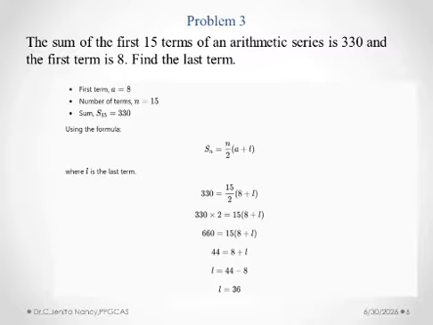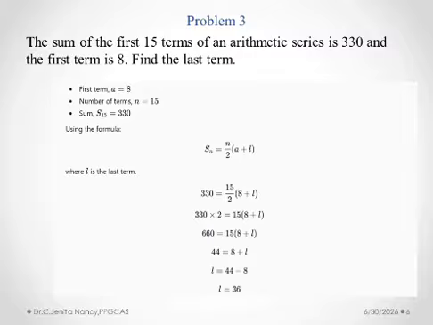Problem number 3. The sum of the first 15 terms of an arithmetic series is 330 and the first term is 8. Find the last term. Since it is given that the first term is 8, we are writing A is equal to 8. Here the number of terms is 15. Therefore, we are writing small n is equal to 15. Here the sum is given as 330. Hence, S15 is equal to 330.